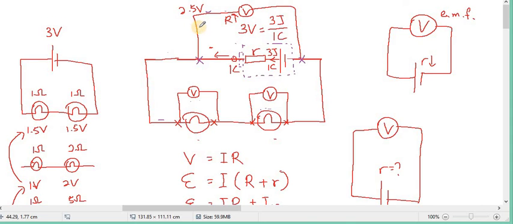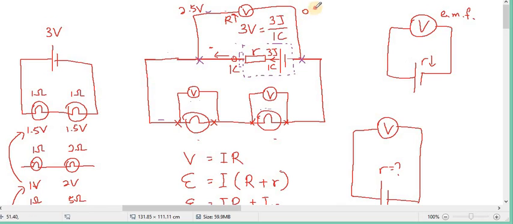I repeat, when it's off, the reading is 3 volt, which shows the EMF. When on, the reading shows the voltage drop. The voltage drops and shows 2.5 volt. The voltage drops by how much?